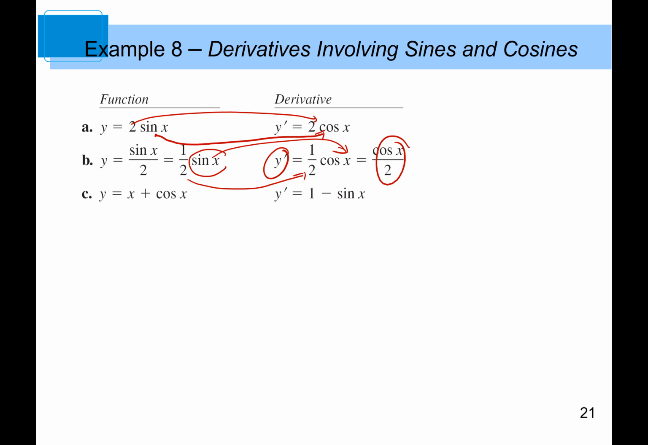And the very last one, y equals x plus cosine x. Derivative of x becomes 1. Derivative of cosine x becomes negative sine x. Okay.